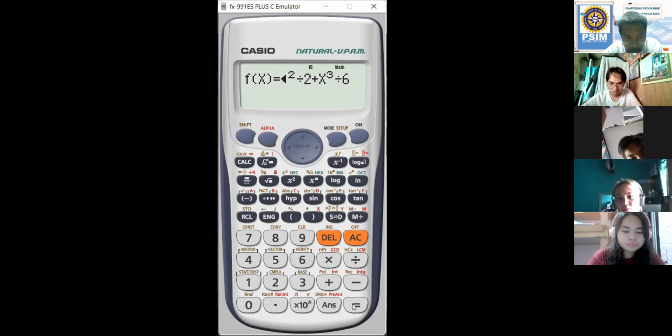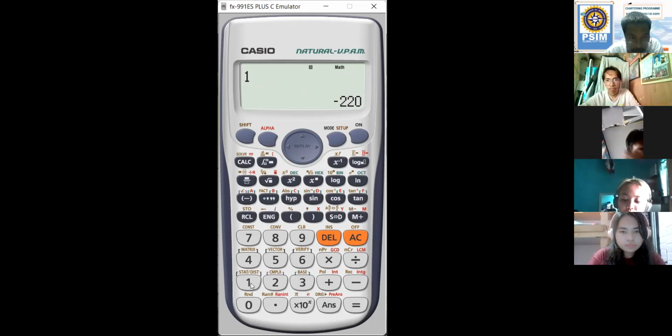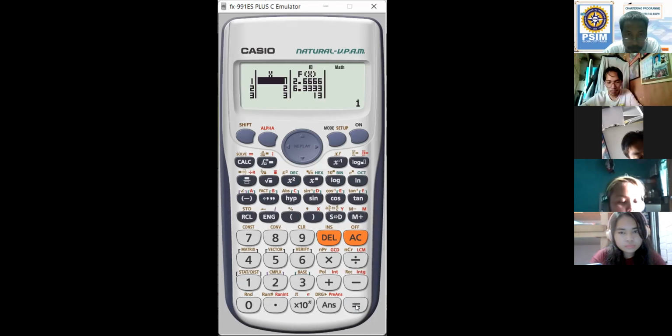So let us press equal sign, start. Start with 1. Okay. We are starting with 1. And stop with what? 10, for example. Start with 1 and with 10. Step 1. Okay. So these are the values.